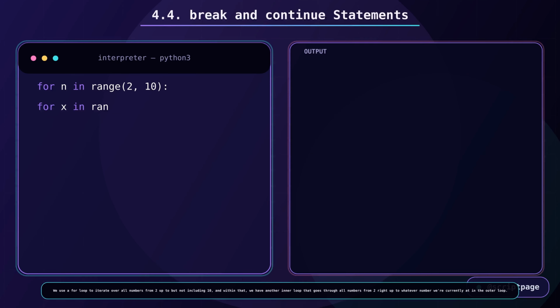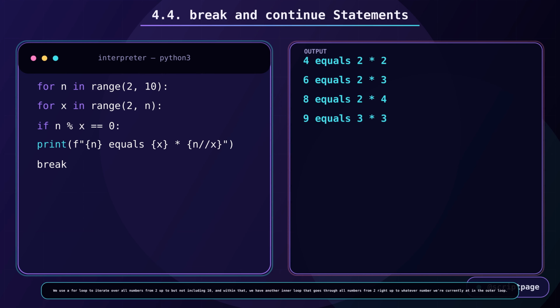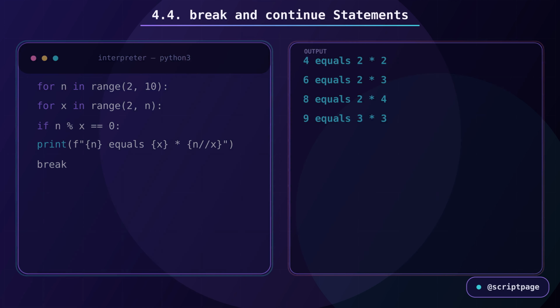We use a for loop to iterate over all numbers from 2 up to, but not including 10, and within that, we have another inner loop that goes through all numbers from 2 right up to whatever number we're currently at in the outer loop.